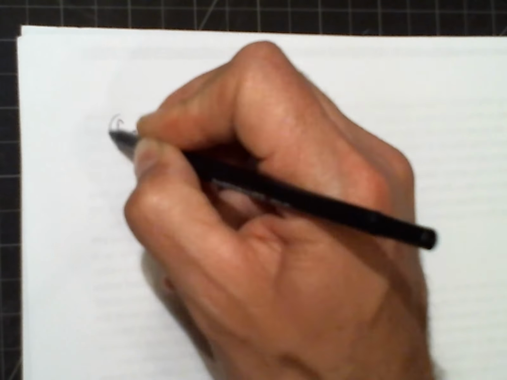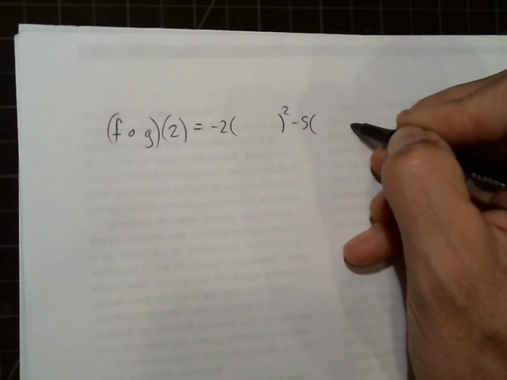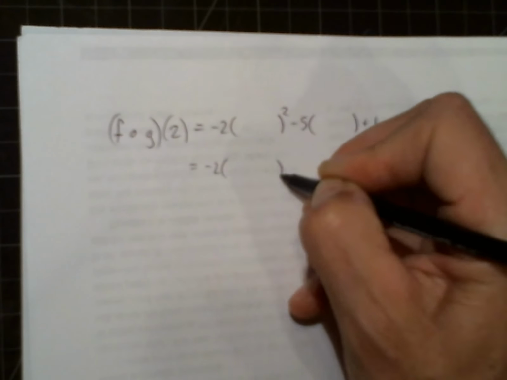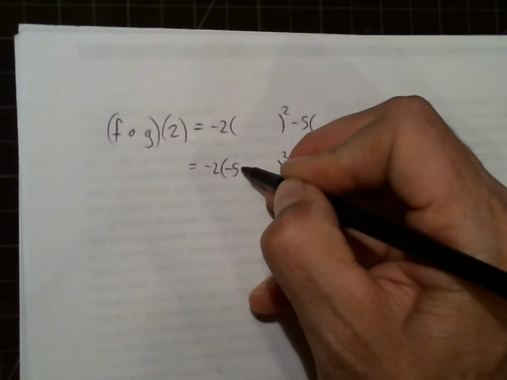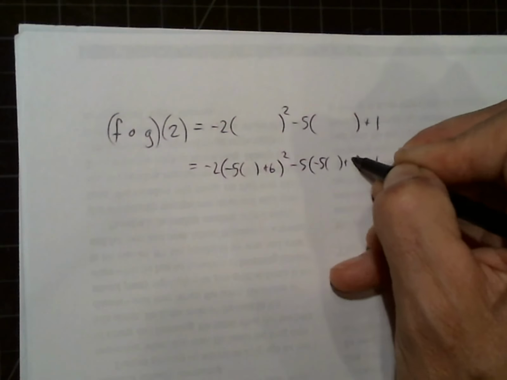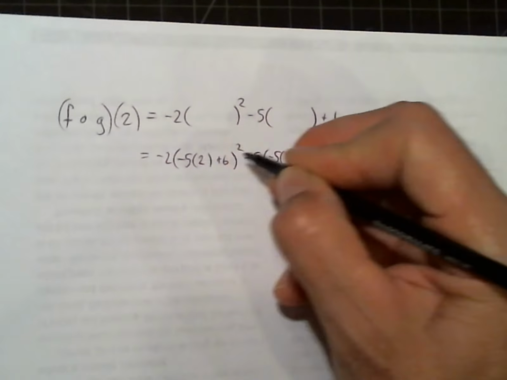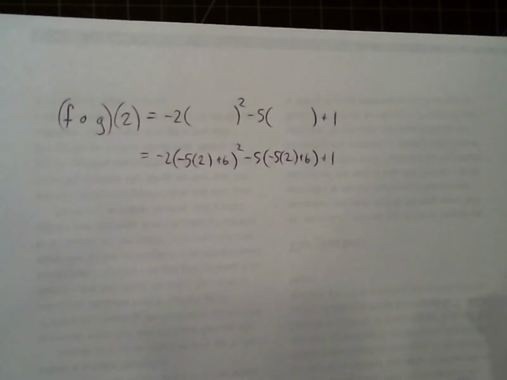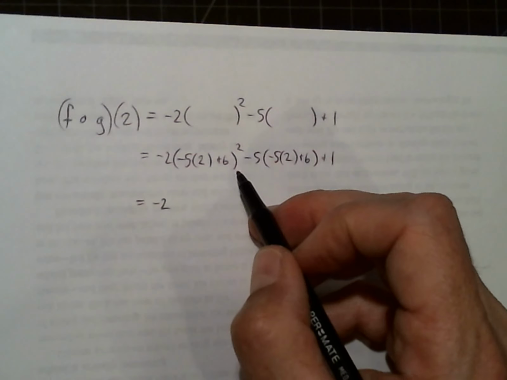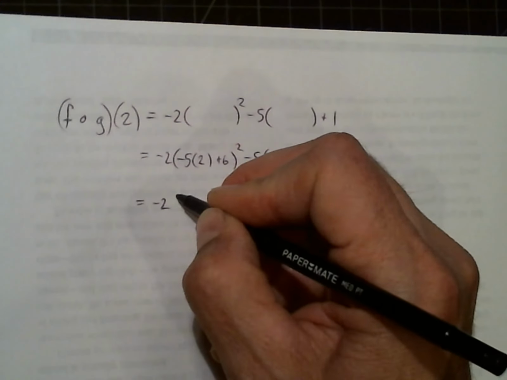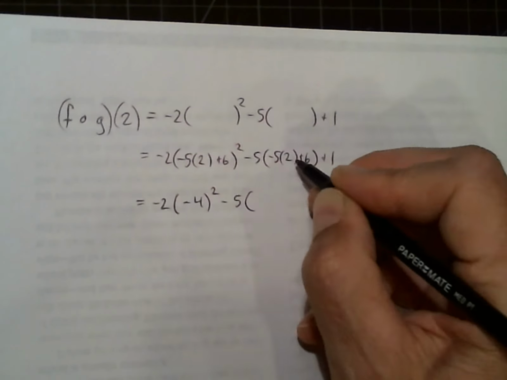F of g of 2. We have to copy f. We have to put g inside. G is negative 5x plus 6, negative 5x plus 6, negative 5x plus 6. So that's what I forgot to do on the other one. I didn't put g in, I just put a 2 in. And now we put a 2 into that space. Negative 10 plus 6, negative 4.